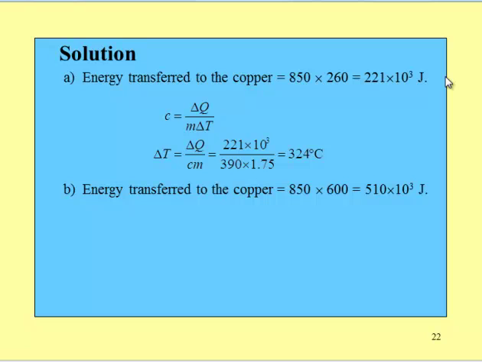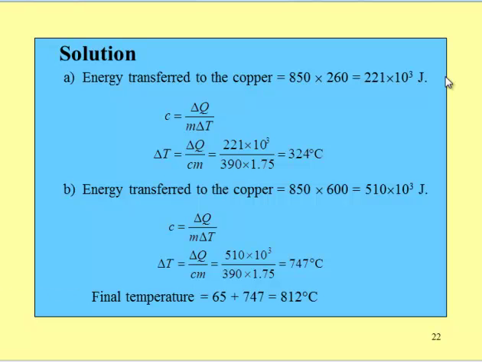For the second part of the question, the energy transferred to the copper is going to be slightly greater because it's on for a longer amount of time. So I've got 510 times 10 to the 3 joules. And in this case, I can work out the change in temperature is going to be 747 degrees centigrade. Remember, if I was looking for a final prediction of the temperature, I'd have to add that to the initial room temperature. So in this case, the final temperature is 65 degrees plus 747, which gives me a final temperature of 812 degrees centigrade.